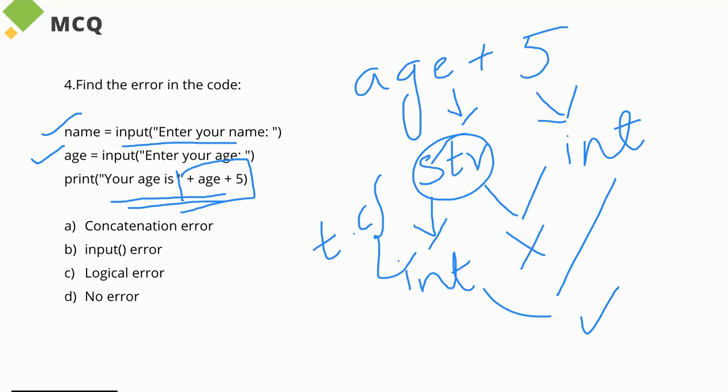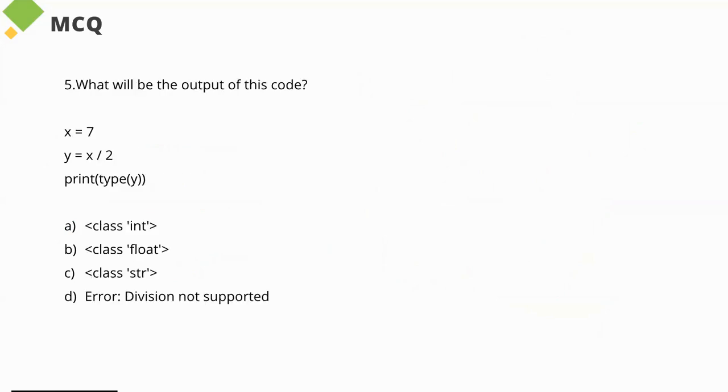If you don't convert this age, you'll get an error. We can't concatenate two different operand types, so it's a concatenation error. It's not an input error, because input is valid syntax and logically we can write this. Syntactically it is correct, but concatenation is the error. Let's move on to the next question.